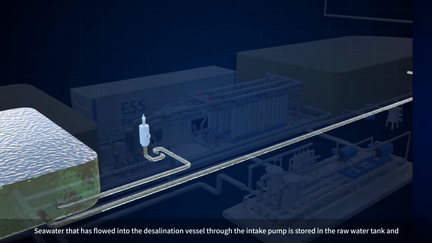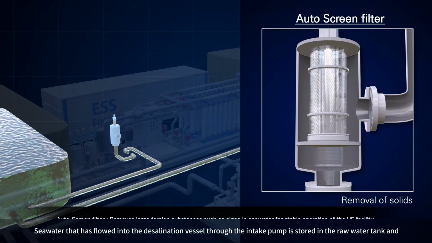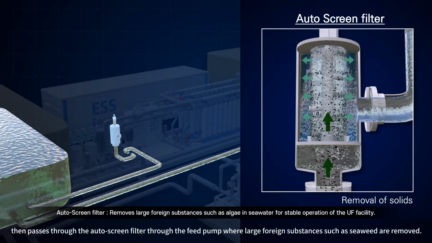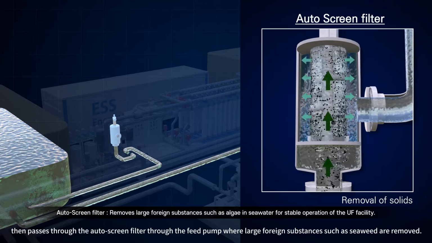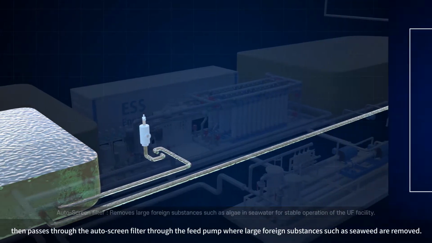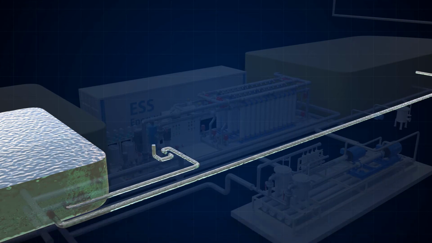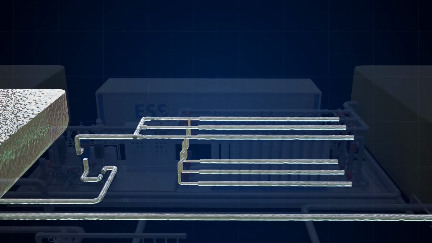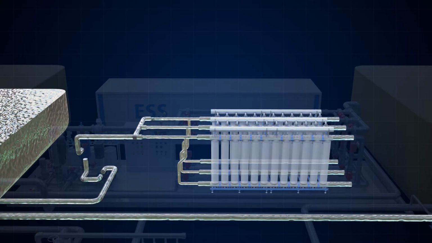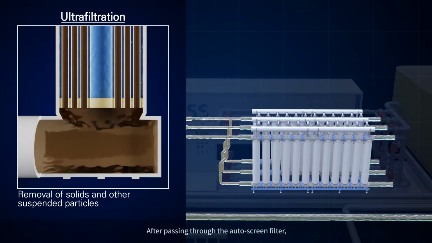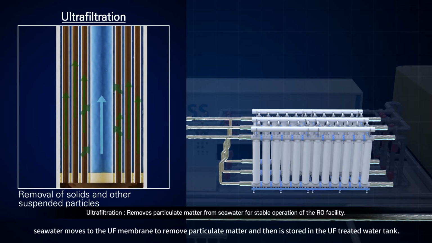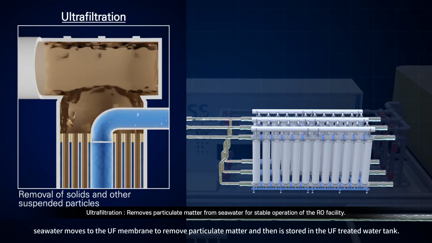Seawater that has flowed into the desalination vessel through the intake pump is stored in the raw water tank and then passes through the auto-screen filter through the feed pump, where large foreign substances such as seaweed are removed. After passing through the auto-screen filter, seawater moves to the UF membrane to remove particulate matter, and then is stored in the UF-treated water tank.